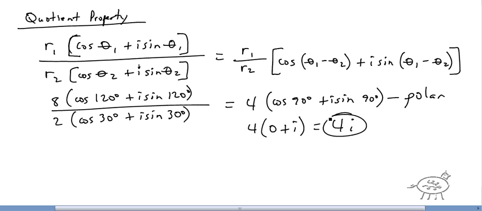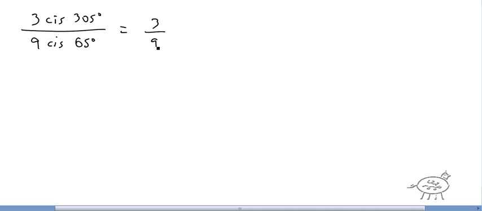Okay, so let's try another example here. 3 cis 305 over 9 cis 65 degrees. Okay, so we're just going to do 3 over 9, and then it's going to be cis 305 minus 65, which is 240, and you can simplify that as 1/3 cis 240. Okay, and there we go, that's polar form.